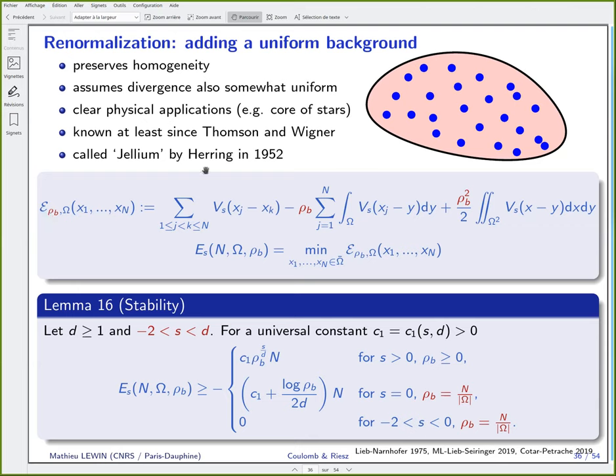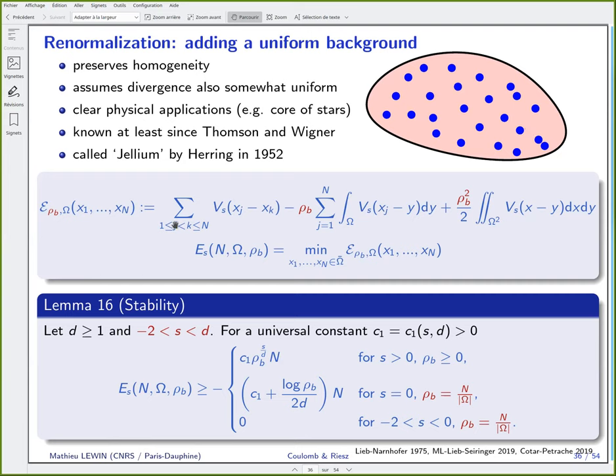And this uniform background has a very long history. It's a physical way of renormalizing the energy because, for instance, in the core of stars, as I explained to you, the atoms are really ionized, and so the nuclei really move in an essentially uniform background of electrons. So for charged particles, it's very natural to assume that there's a uniform background. This model is sometimes called the jellium model because it's a little bit like putting a lot of jelly in your domain to slow down your points, make sure they don't escape, and make sure they are stuck in this jelly.